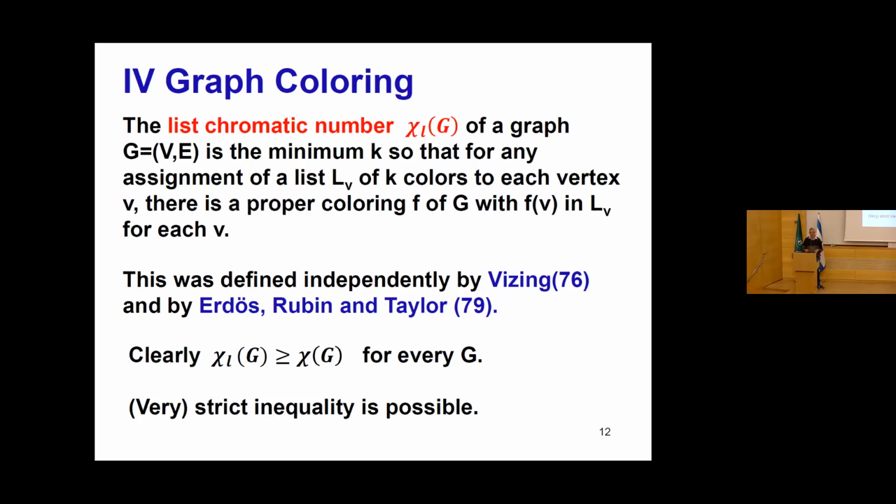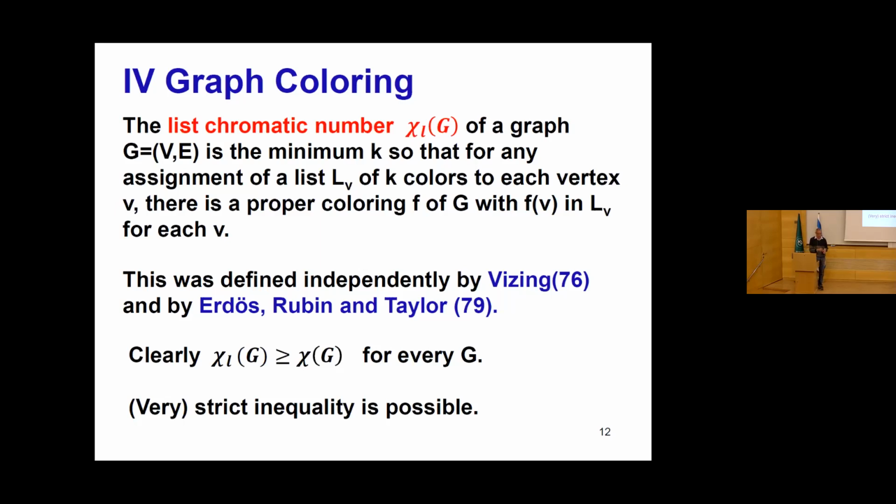And this is defined as the minimum number k, so that whenever you give a list of k colors to each vertex of the graph, there is always a proper coloring, a coloring in which any two adjacent vertices get different colors, assigning to each vertex a color from its list. So if all the color lists are the same, this is the usual coloring, but here it's more general, so we allow a general setting.